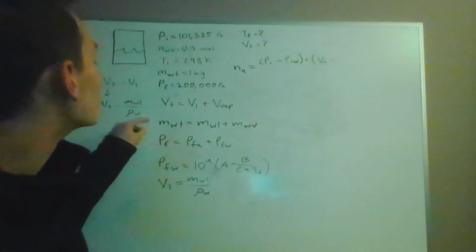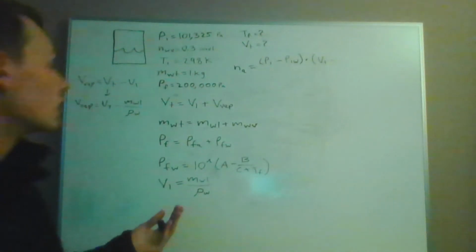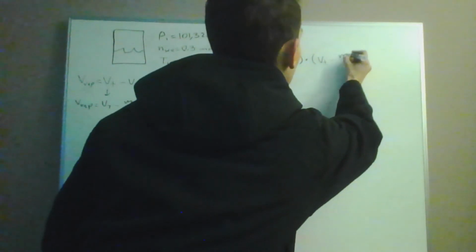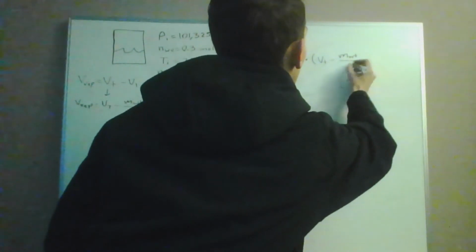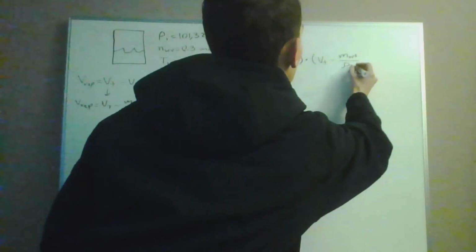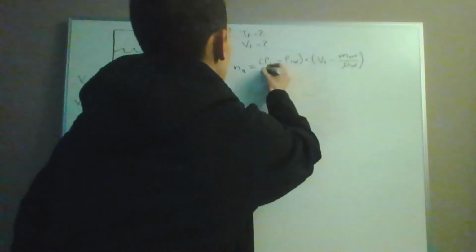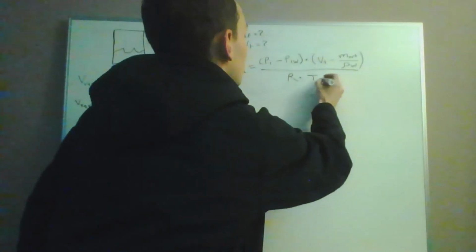So we want actually the mass of water that we started with, because this is initially, we have that 1 kilogram of liquid water up there in our container. So I'm going to express this as the mass of water total divided by the density of water, instead of the mass of liquid water divided by the density of water. So there we have that, and all of this is going to be divided by R times the initial temperature.